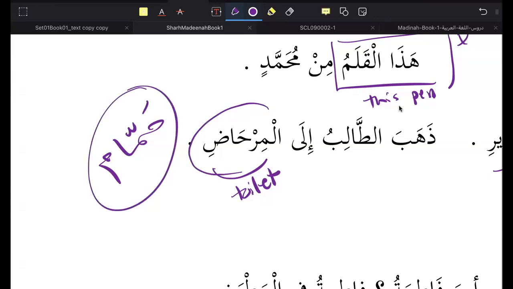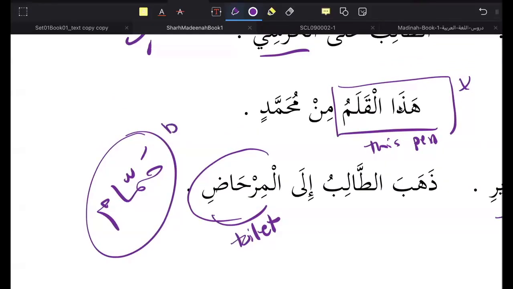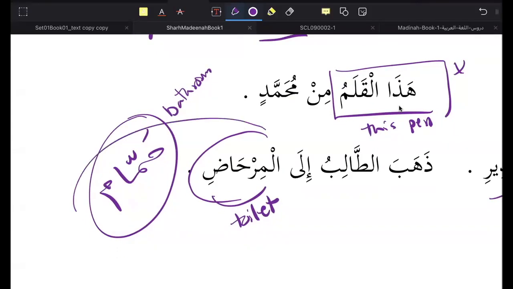So if you want to be a little bit technical with the definition, you might want to say bathroom here, and this is toilet or washroom. But by and large, as we know, we use them interchangeably. So they would mean the same thing.